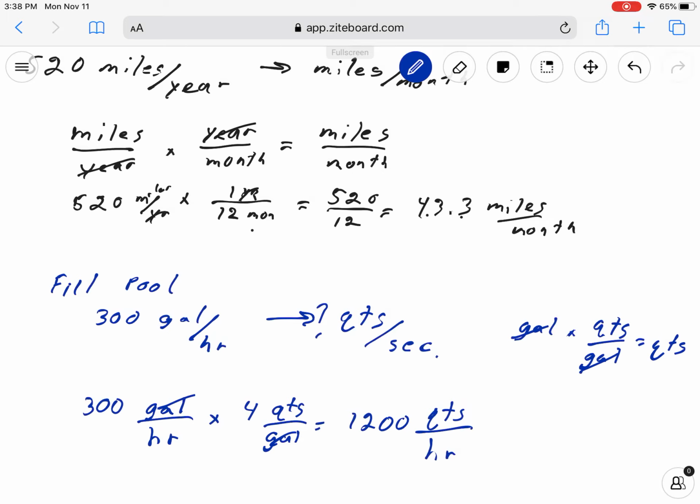Okay. So now we can go from hours to seconds. And maybe the easiest way to do that is to go from hours to minutes and then minutes to seconds. So if I have, we'll just say that's the quarts over an hour. And we know that there's 60 minutes in an hour. Well, that's going to be the wrong thing to do, right? Because those hours won't cancel. So I'm going to have hours at the top and minutes at the bottom.